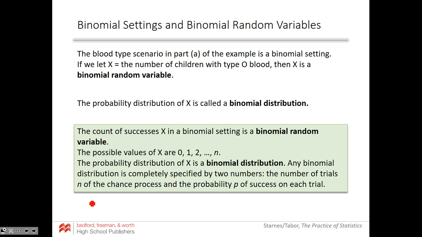The binomial distribution is specified by 2 numbers, the number of trials, N, and the probability of success, P. In this case, our random variable follows a binomial distribution, and because they have 5 kids in the family, N is 5. They told us that the probability of each kid having type O blood is 25%. So X follows a binomial distribution with N equals 5 and P equals 0.25.